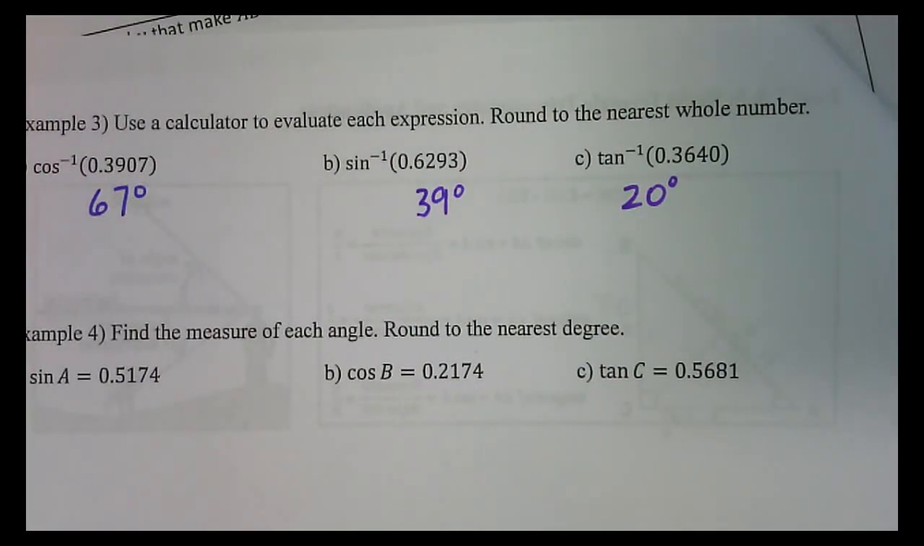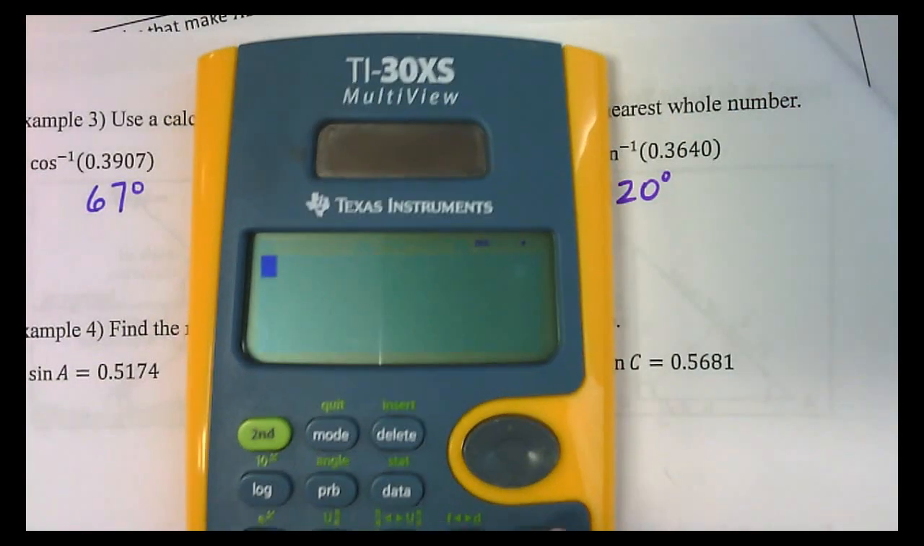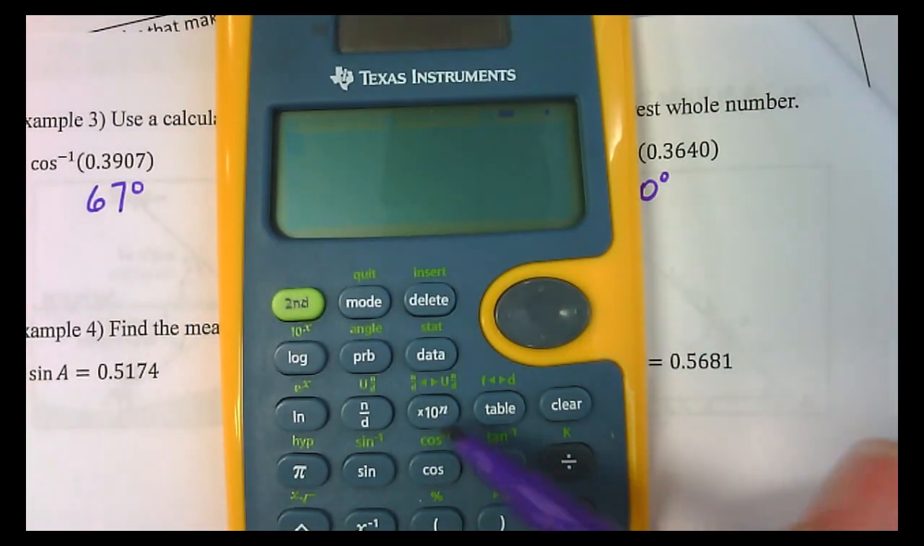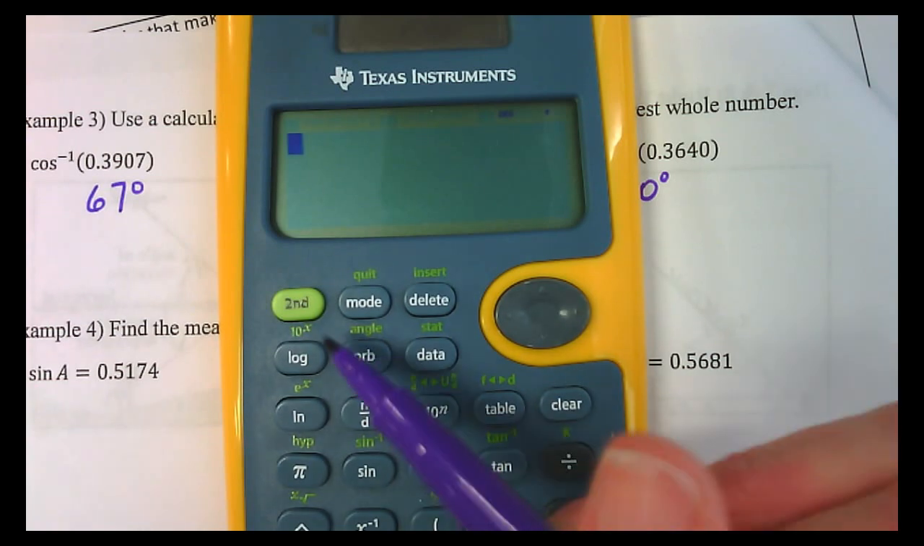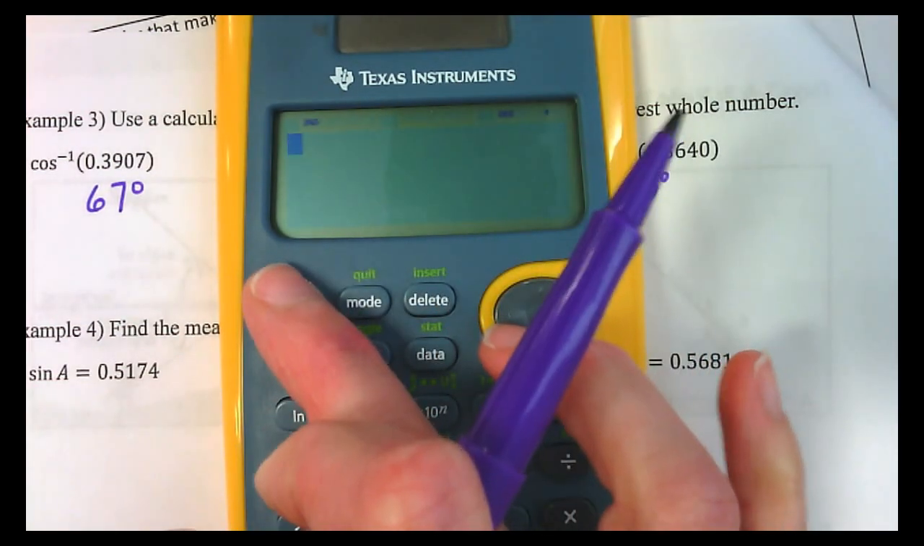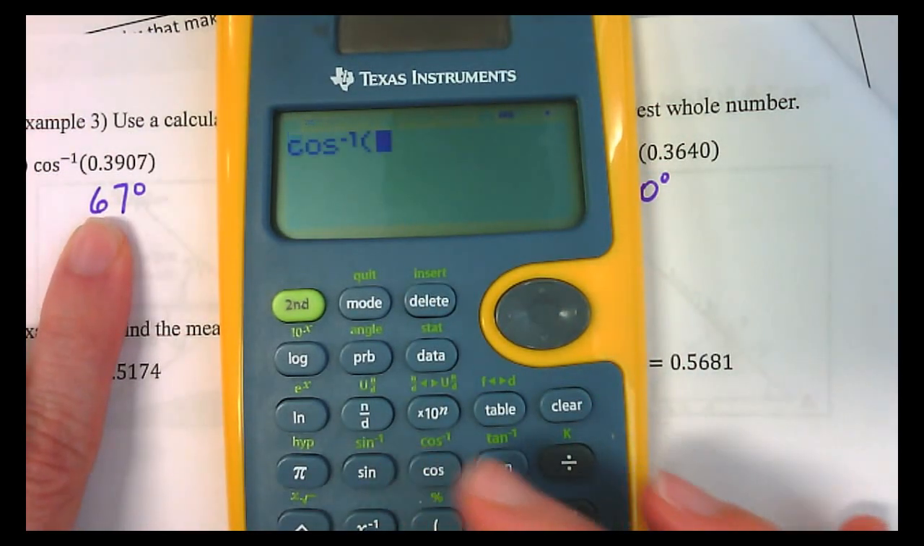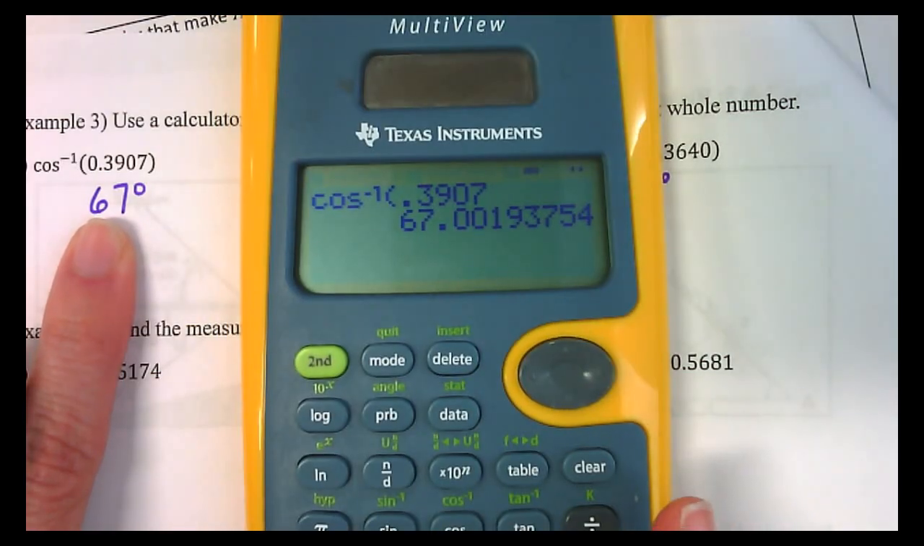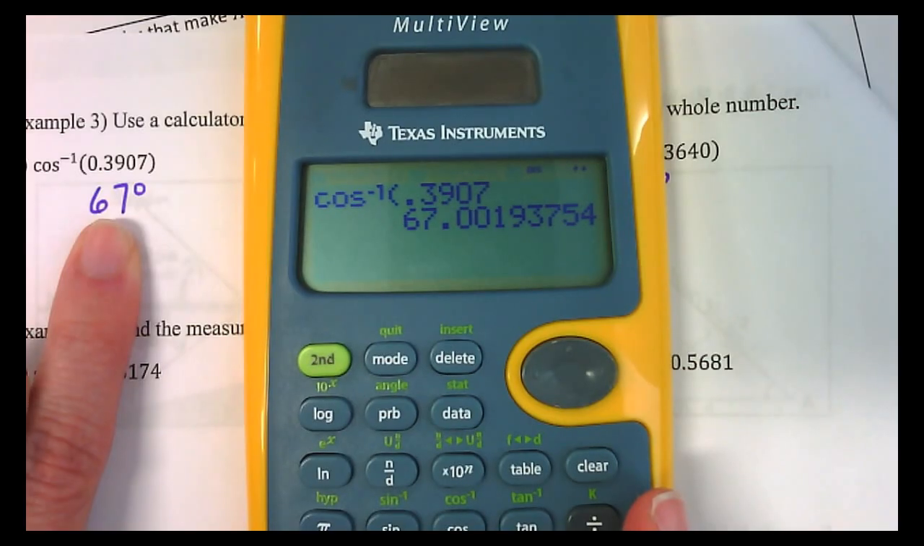Okay, on your other calculator, same process, you'll see these inverse trig buttons with these -1s with the green. So you hit second cosine and then you type in the value. So it's the order that you push the buttons that's different.